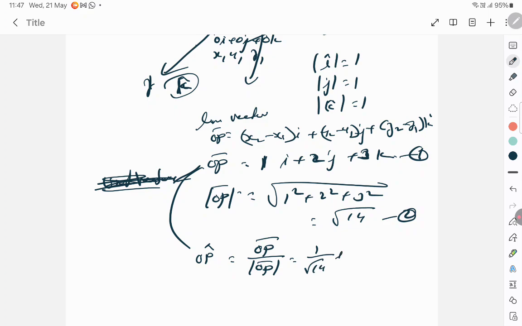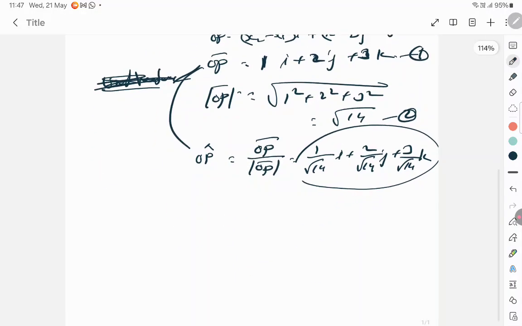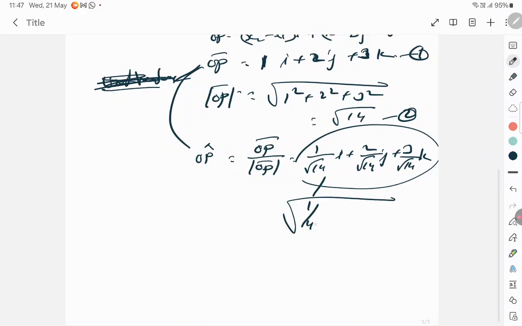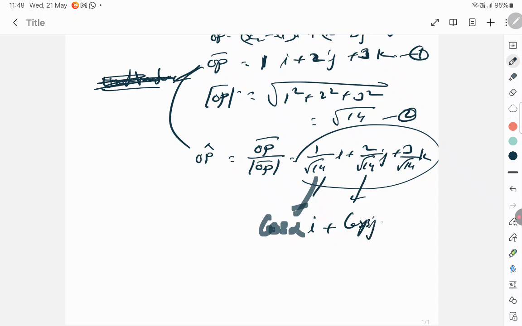So 1 by root 14 into i plus 2 by root 14 into j plus 3 by root 14 into k will give me my unit vector. Obviously, to check the magnitude, just square it: 1 by 14 plus 4 by 14 plus 9 by 14 becomes 14 by 14, which is 1. So it makes sense to call it a unit vector. Now, this is nothing but cos alpha. This can be written as cos alpha into i plus cos beta into j plus cos gamma into k.